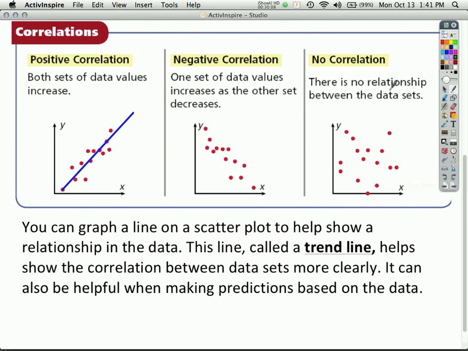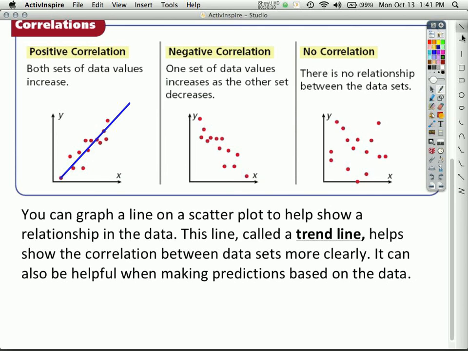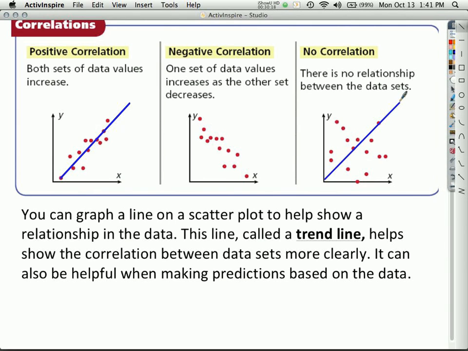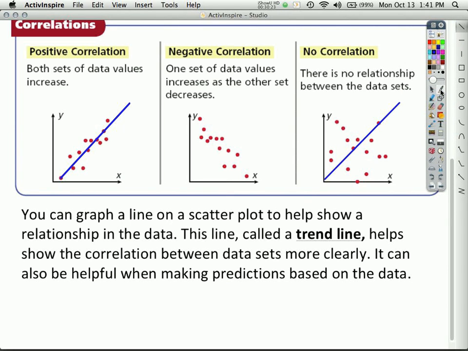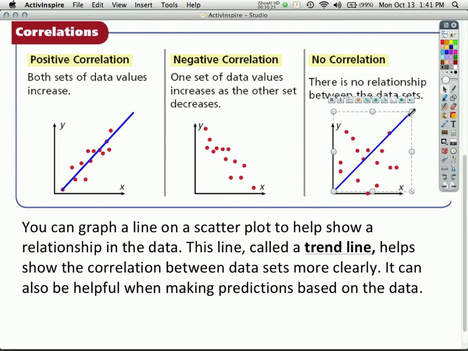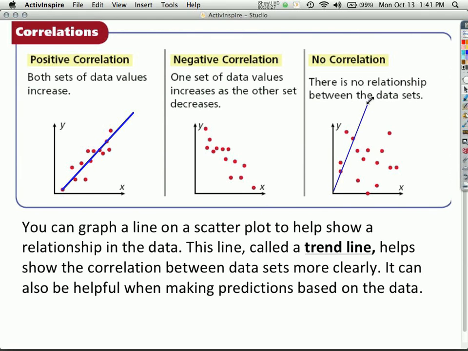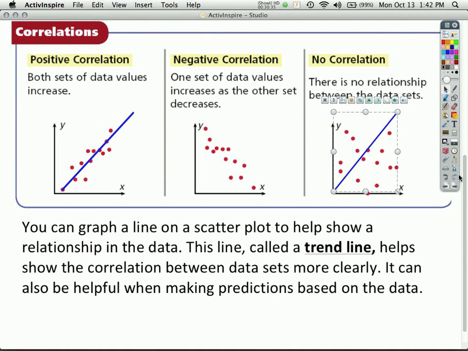Another reason why this is called no correlation is that there's no line that would fit the data properly. I can't draw a line. I could get the same number above and below, but it doesn't follow the path of the data, and neither does that, and neither does that. None of them will follow the path of the data. So there is no line that I could draw that will work.